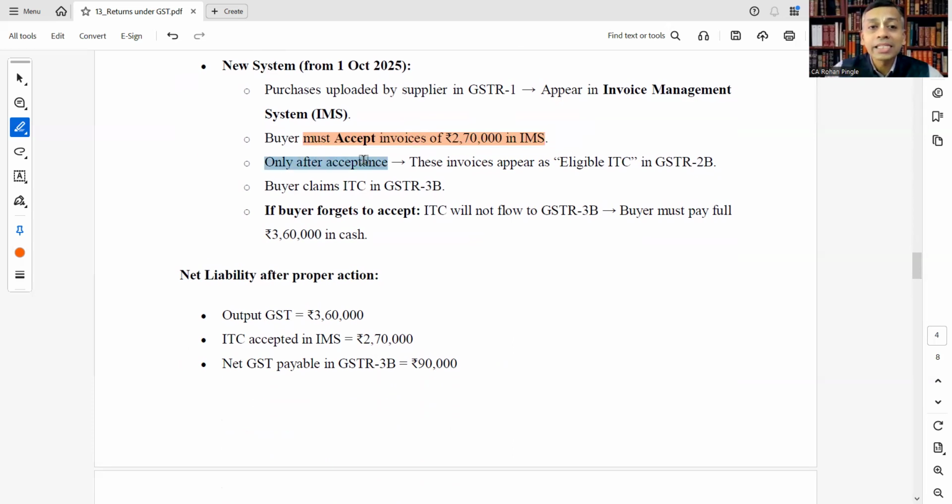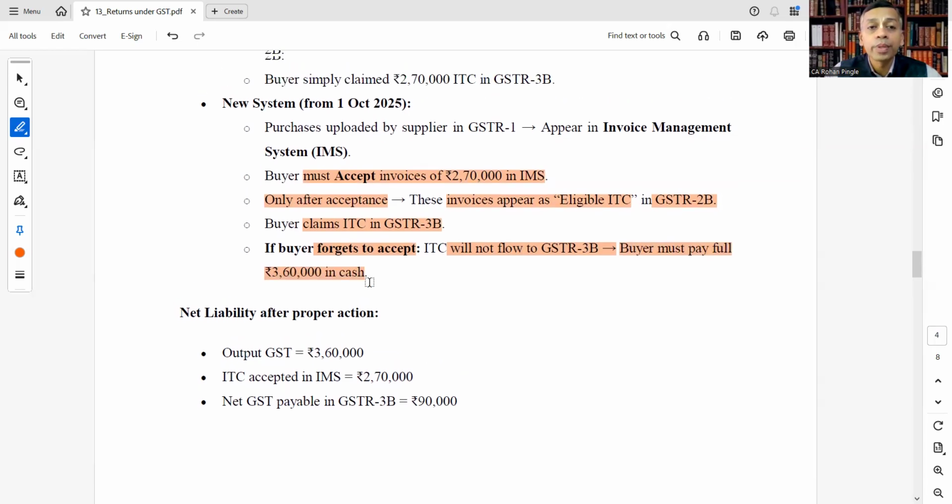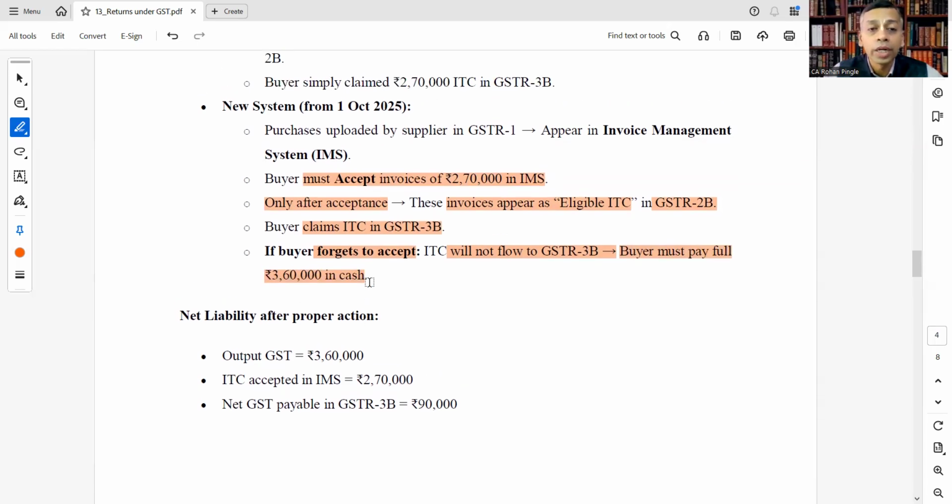Only after acceptance, these invoices appear as what? Eligible ITC in GSTR 2B. The buyer claims ITC in GSTR 3B. If the buyer forgets to accept, ITC will not flow to GSTR 3B. The buyer must pay the full rupees 3,60,000 in cash. Therefore, please get it noted down.